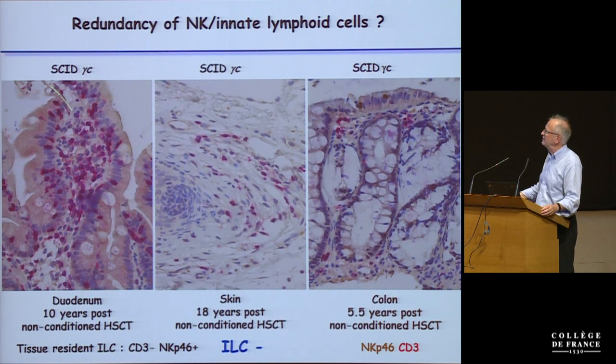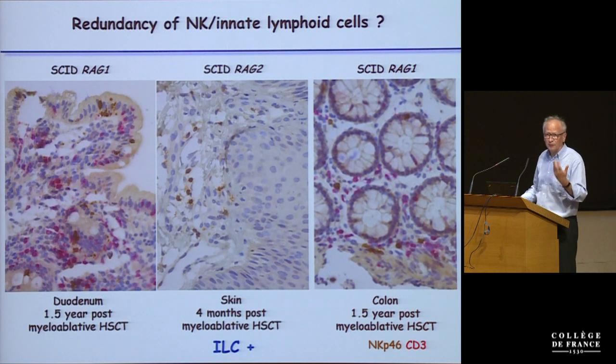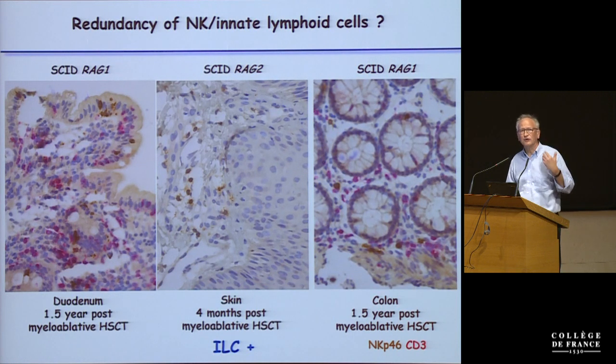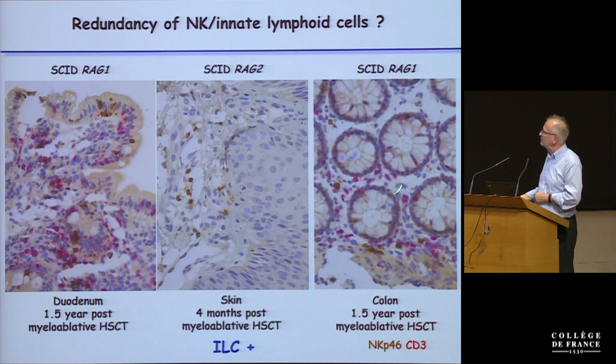So you can see that they have T cells stained in red, but you can't see any specifically stained NKp46 cells in these biopsies, neither in the duodenum, the skin, nor the colon. In contrast, these are positive controls of patients who have other immunodeficiencies, RAG1 or RAG2 deficiency, and who have, prior to transplantation, NK cells and ILCs. And in this case, you can see many brown cells in the skin, the duodenum, or the colon.